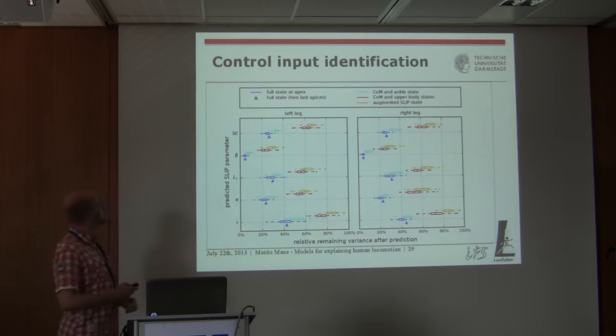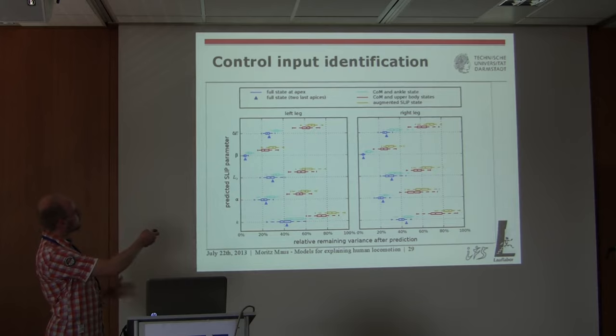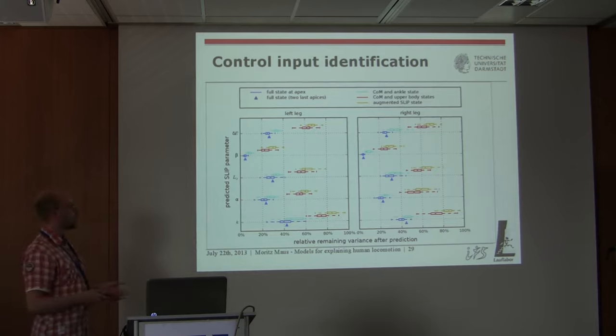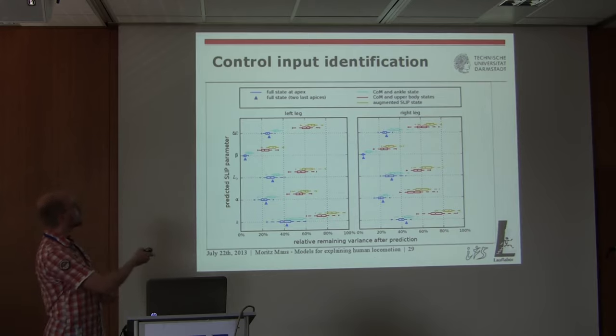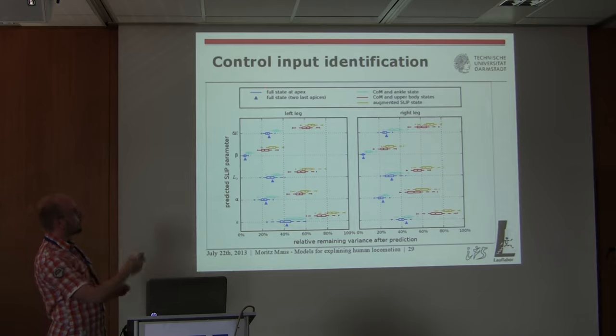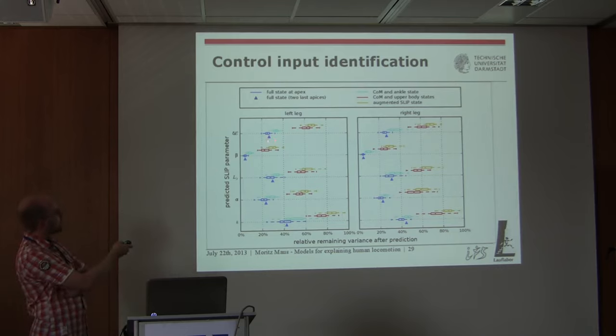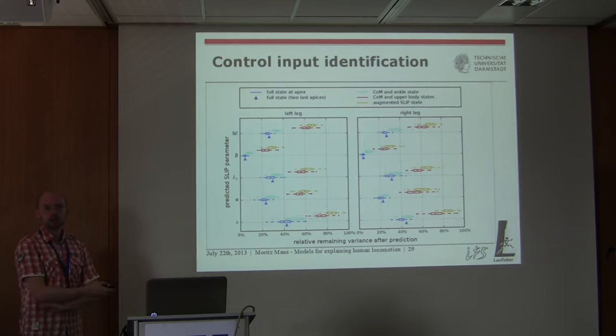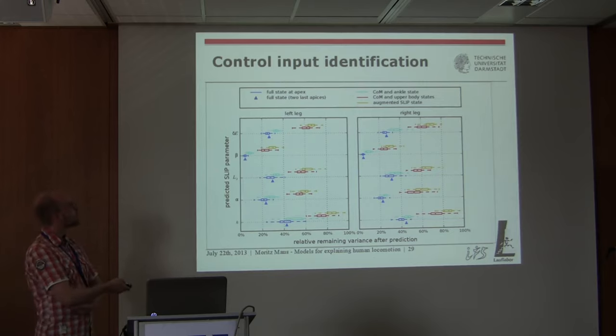And what we can see is that our reference, the full body state, can predict most parameters for one step quite well, which is also what we would expect. We see that if we additionally take the full state of the last apex into account, our prediction actually gets a little bit worse. This is because we make an out-of-sample prediction to avoid overfitting.